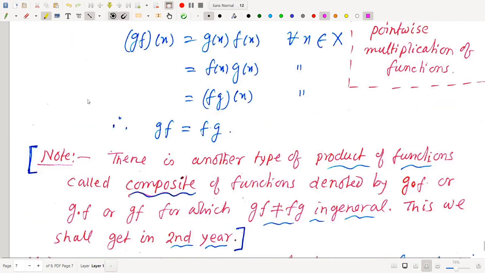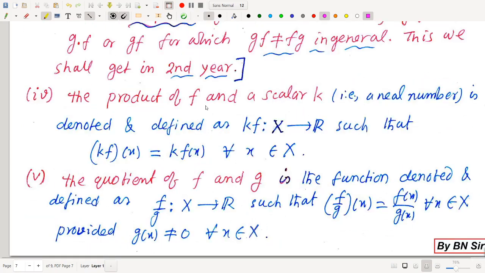Number 4, the product of f and a scalar k, scalar means a real number, is denoted and defined by kf. kf is a function from X to R such that (kf)(x) is k into f(x). Normal definition, k into f(x). K is a constant. Number 5, the quotient of f and g is the function denoted and defined by f by g, a function from X to R such that (f by g)(x) is f(x) by g(x). Natural definition for all x, provided g(x) is not 0. If g(x) is 0, then this will become meaningless and there will be no quotient.